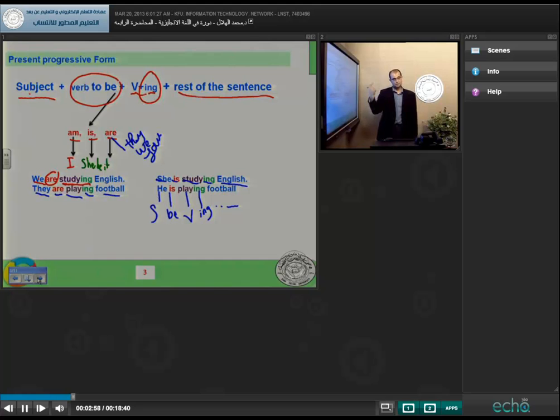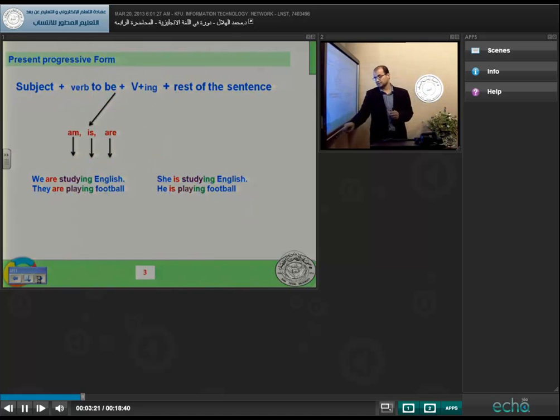So subject, one form of verb to be, then the verb followed by an ing form, then the rest of the sentence. So any sentence in the present continuous or the present progressive tense would start with subject, one form of verb to be, then followed by the form of the verb with the ing attached to it, then the rest of the sentence.